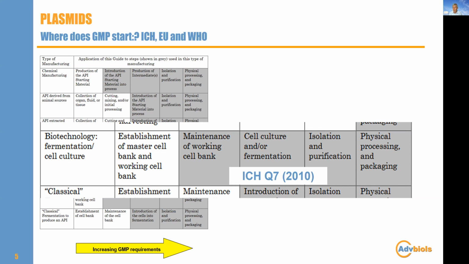Now, if you looked at ICH Q7, which you probably wouldn't do for your own local GMP requirements, you'll see that there's a table in there which gives you an idea of where they think that GMP should start. Now, this was 2010, and in that time in Europe, it showed the same. What it shows is that from the maintenance of the working cell bank forward, which I don't think was best practice even in 2010.